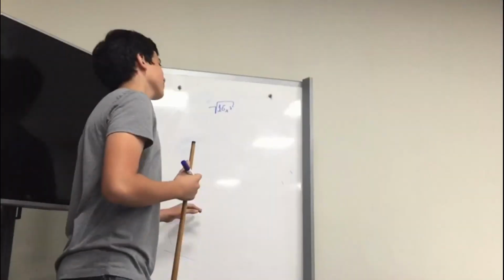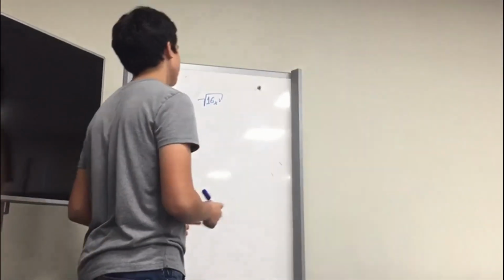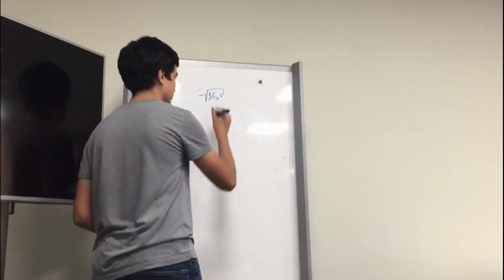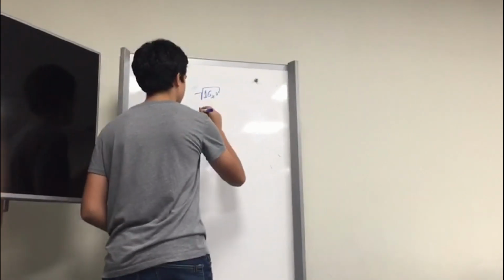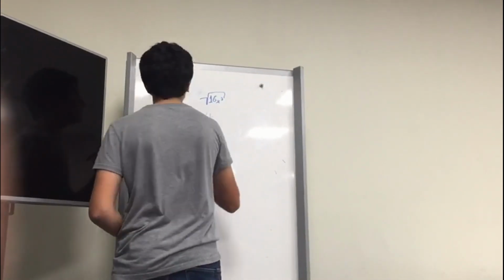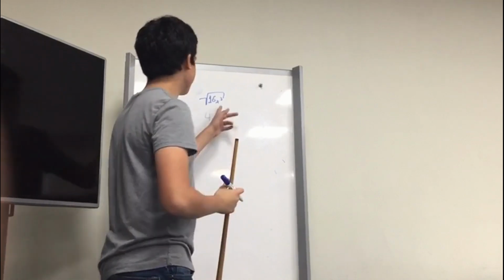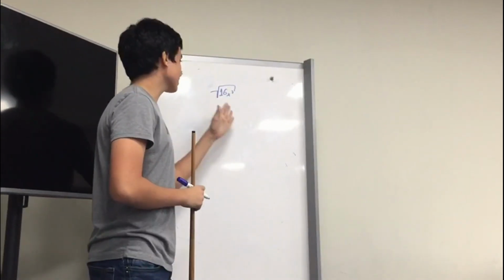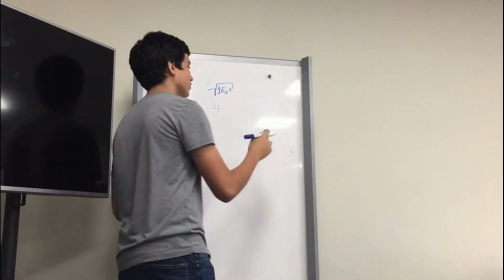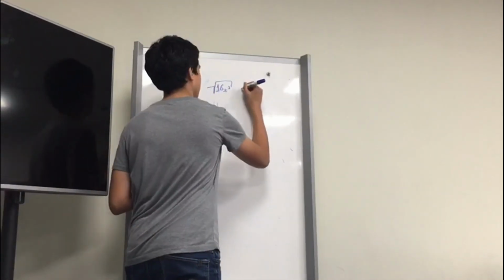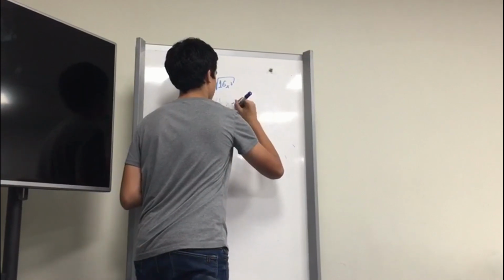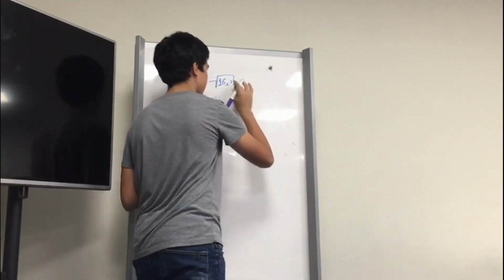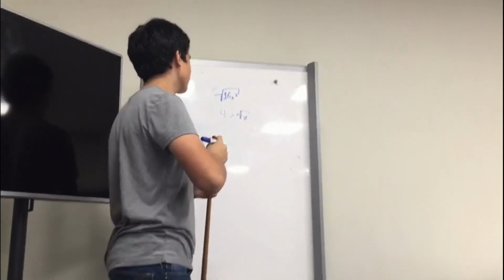So now we're going to see some of the common mistakes that people make when simplifying radicals. So when we are simplifying this, we know that the square root of 16 is 4. But since here x to the third power doesn't have a perfect square root, we will have to leave something inside. We will have to leave x inside.